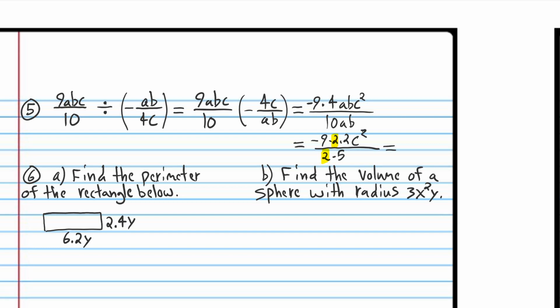And now we have negative 9 times 2 is negative 18. And the c squared and the c squared just stays there. And we have 5 in the bottom. And there you go.